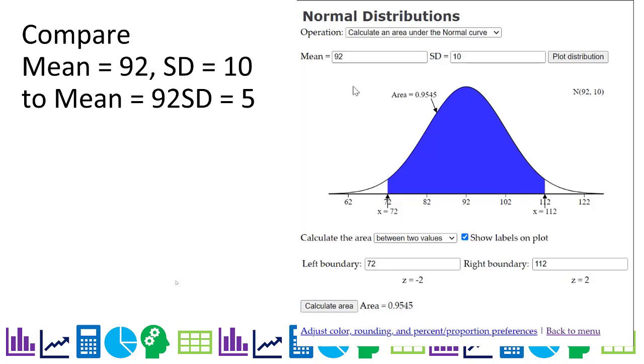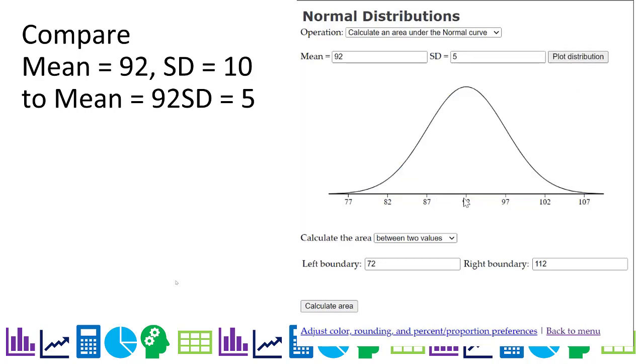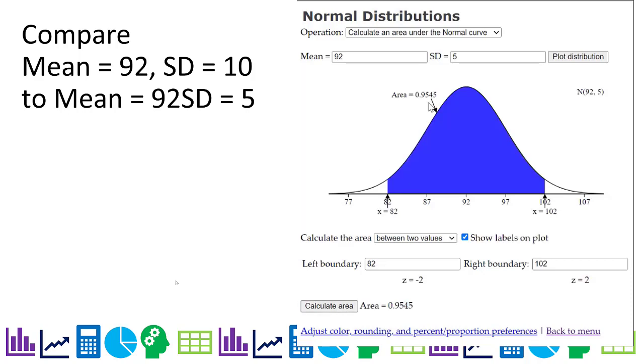Now, that's population 1. Population 2 has the same mean, but the standard deviation is now 5. So I'm going to hit 5, plot my distribution. This time, when I go 2 standard deviations down, I'm at 82 instead of 72 because my standard deviation is half as much. I go half as far. And instead of making it all the way to 112, I only go up to 102. I go up 5 and another 5, 102, calculate the area, and I get exactly the same answer.